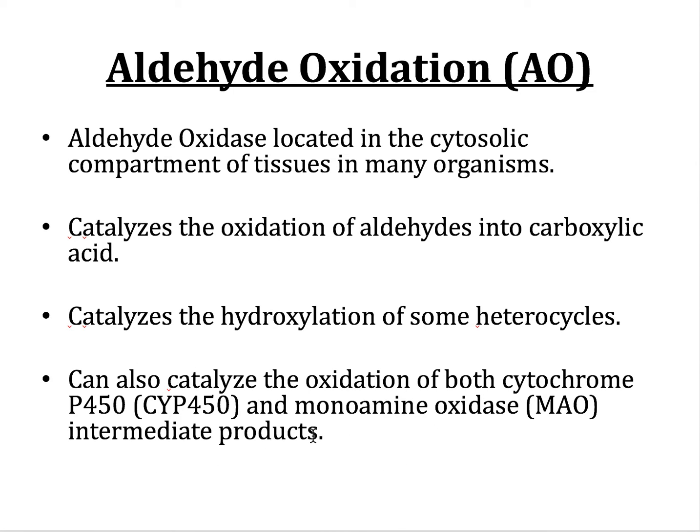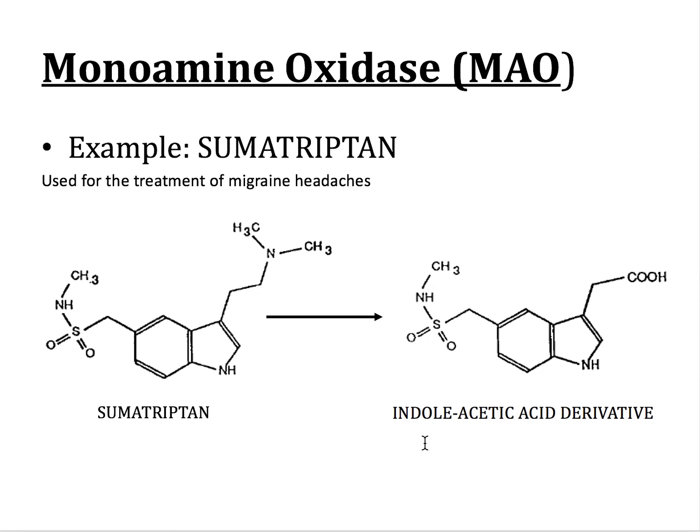Oxidase acts on intermediate products. So, for example, once P450 catalyzes alcohol into aldehyde, or from the dealkylation, whatever aldehyde is formed, then aldehyde oxidation is carried out via aldehyde oxidase in the cytosolic compartment of tissues and in many organs, which then can convert that into carboxylic acid. And monoamine oxidase can also have similar products as well.